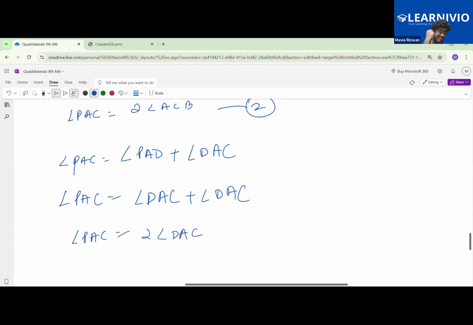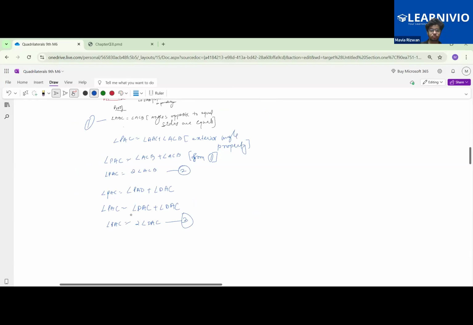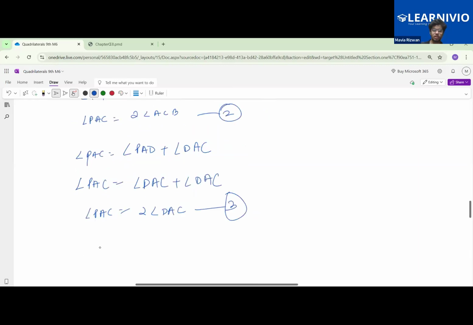Okay. Now, this is 3. Angle PAC is equal to twice of ACB, and angle PAC is equal to twice of DAC. Both are equal. So putting 3 in 2.